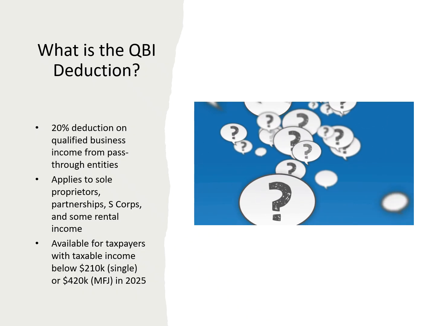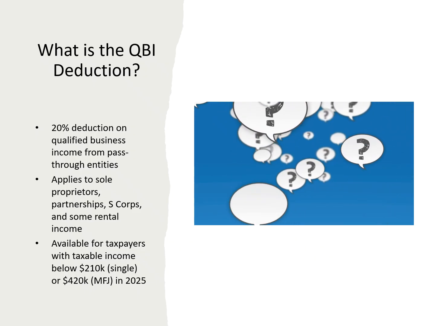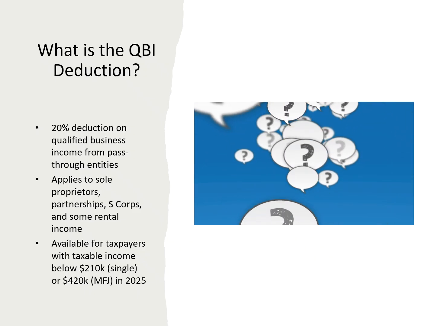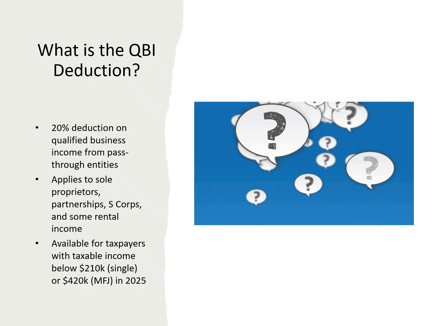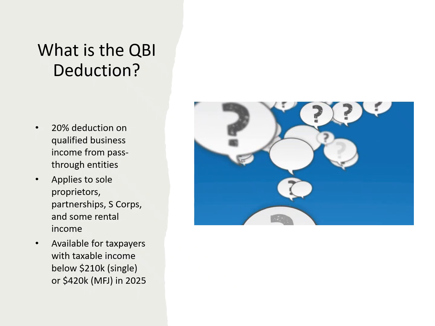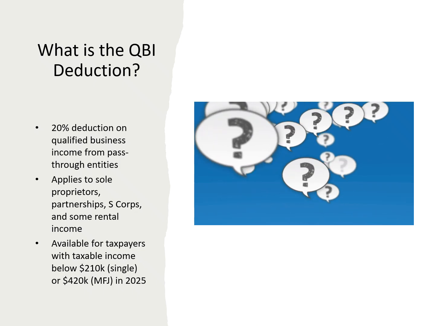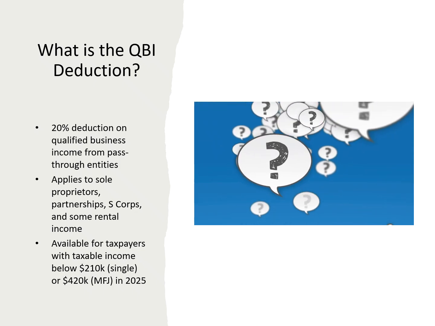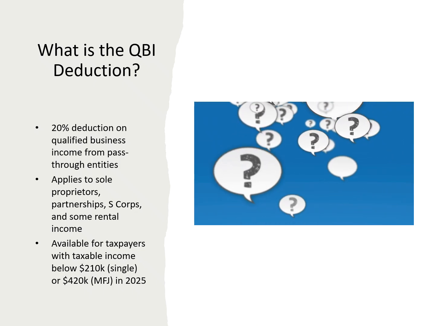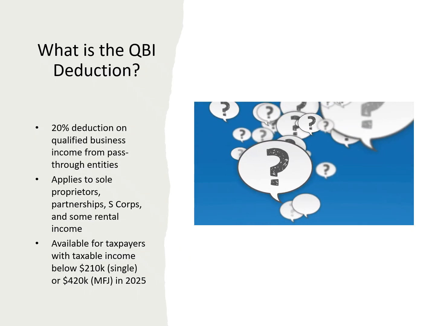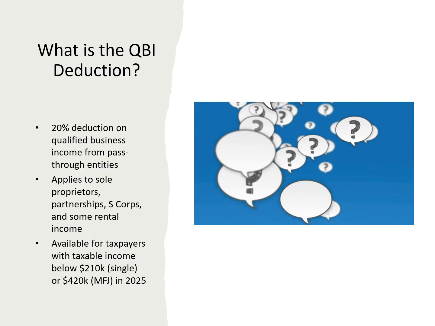So, what is this QBI deduction? The Qualified Business Income Deduction, created by the Tax Cuts and Jobs Act, allows owners of pass-through entities to deduct up to 20% of their qualified business income on their personal tax return. This is a below-the-line deduction, meaning it does not reduce your business income, but it does reduce your taxable income.